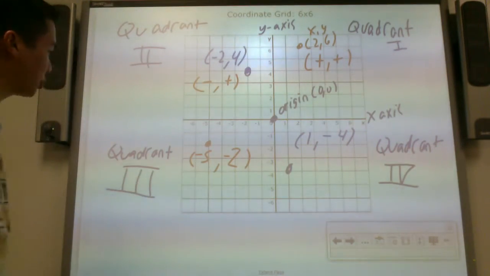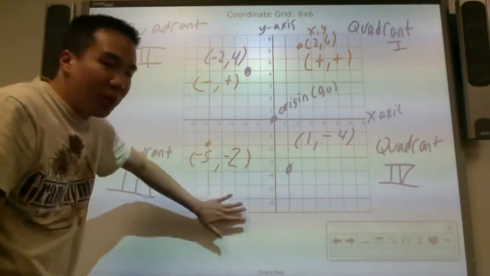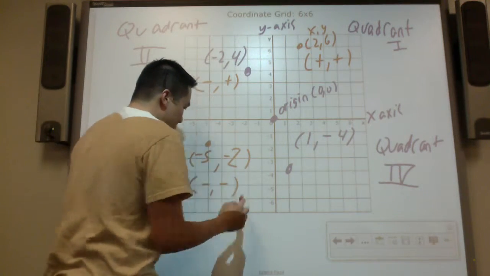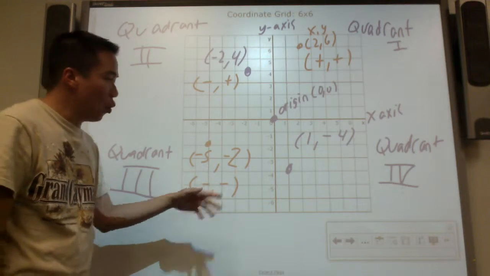What about in quadrant 3, in this one? What do you notice? If I graph ordered pairs or points in this quadrant, what do you notice? Each one will start with a negative and end with a negative. So the x is negative, the y is negative.